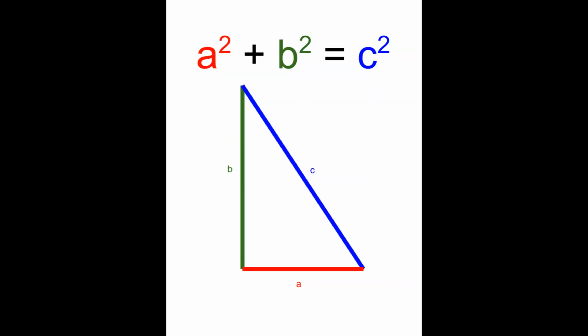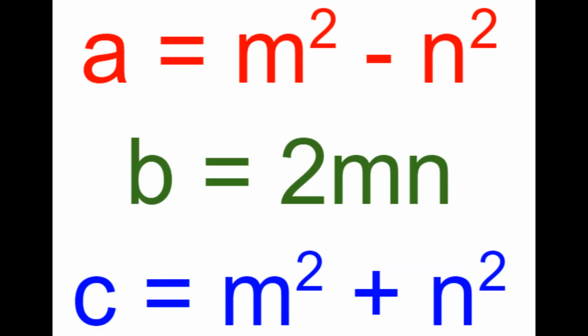Lastly, let's talk about how to generate Pythagorean triples. This formula will only generate primitive ones, but you can multiply any of these by any scale factor to get non-primitive triples. The formula requires two distinct integers, m and n, that differ by 1. In this formula, a is equal to m squared minus n squared, b is equal to 2mn, and c is equal to m squared plus n squared. If n is greater than m, then you should make a equal to n squared minus m squared instead.